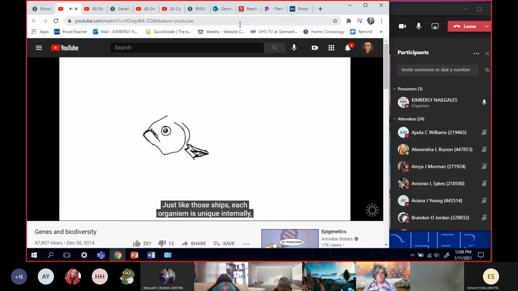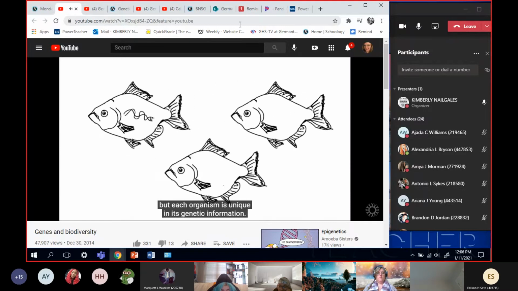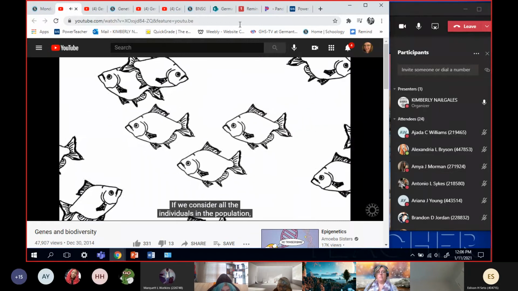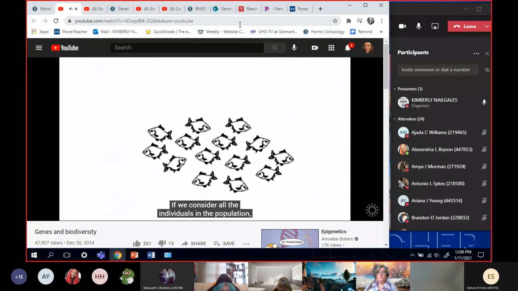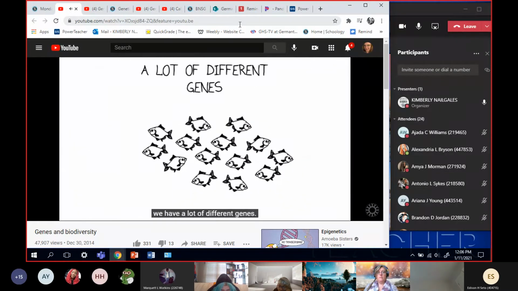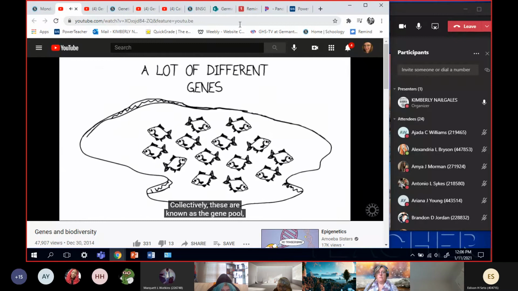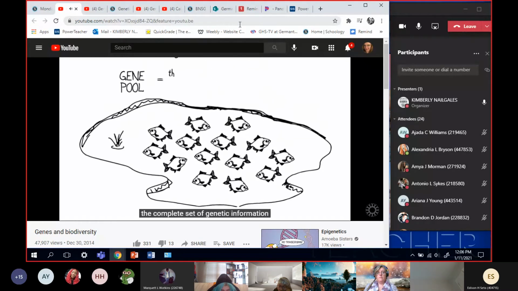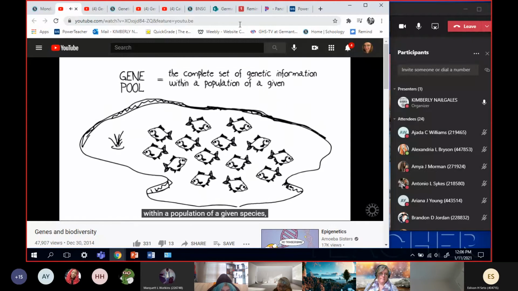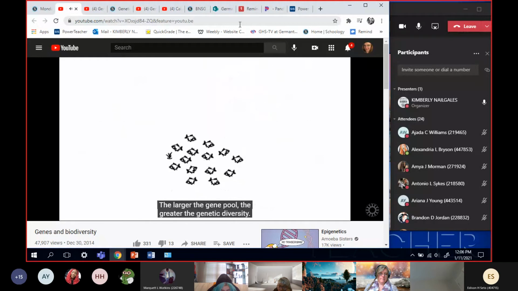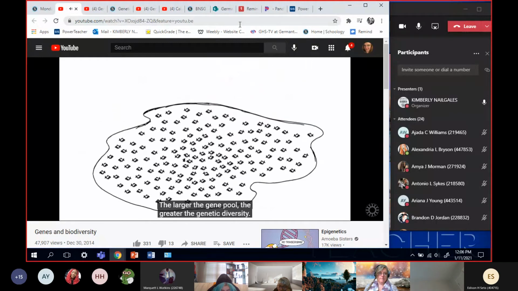Just like those ships, each organism is unique in its genetic information. If we consider all the individuals in the population, we have a lot of different genes. Collectively, these are known as the gene pool, the complete set of genetic information within a population of a given species or within the species itself. The larger the gene pool, the greater the genetic diversity.